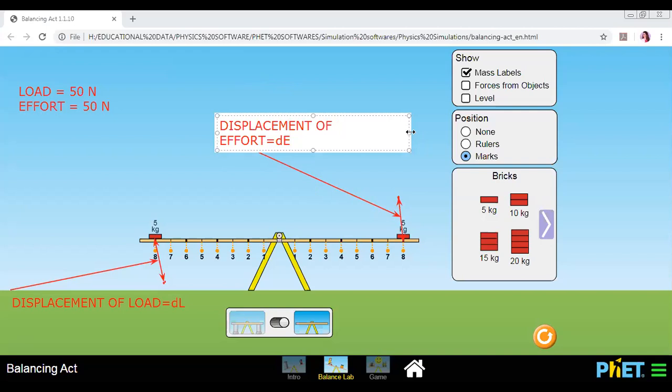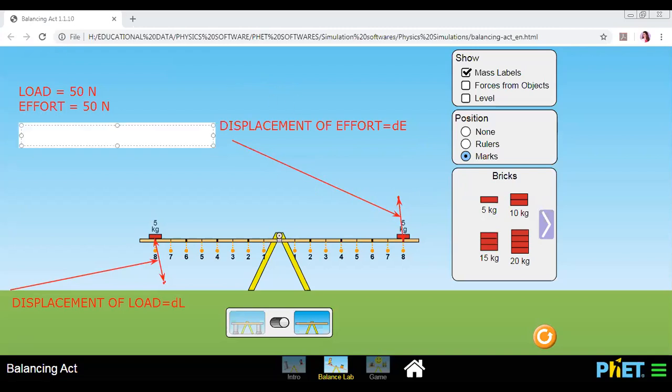You will find we are having displacement of load and displacement of effort. Now, just by looking at this diagram, you can figure out that in this very case, the displacement of load is the same as the displacement of effort. And what is velocity ratio? Velocity ratio is the ratio of displacement of effort to the displacement of load. So here both the values are the same, so your velocity ratio is coming out to be 1.